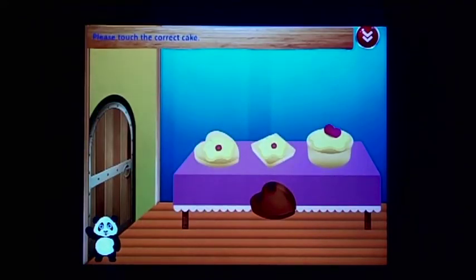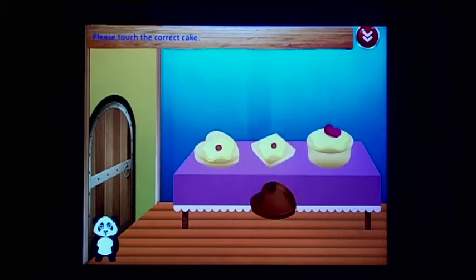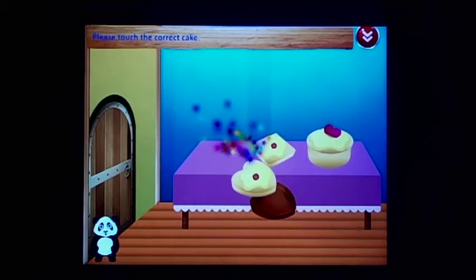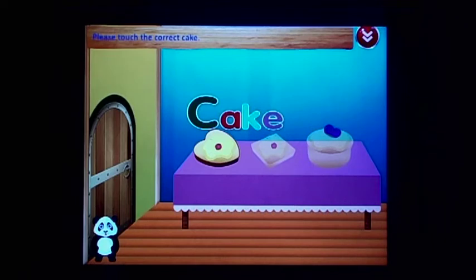Please touch the correct cake. Round cake. I appreciate what you did, but please try again. Heart cake. Good job! Thank you! It's a heart cake. C for cake.